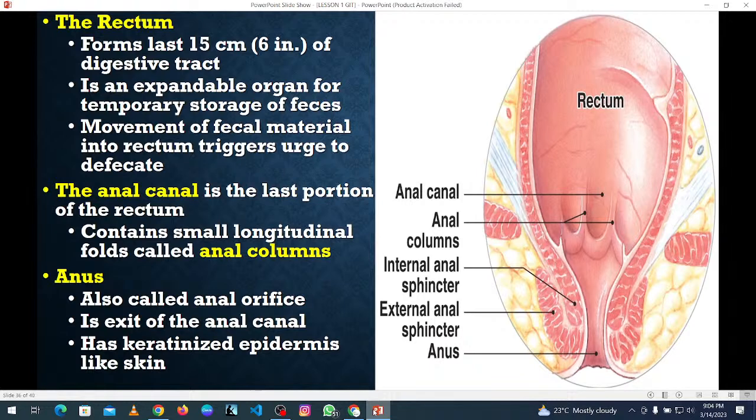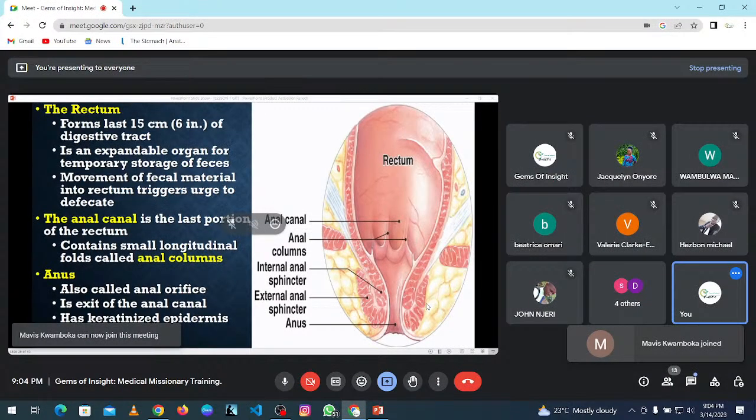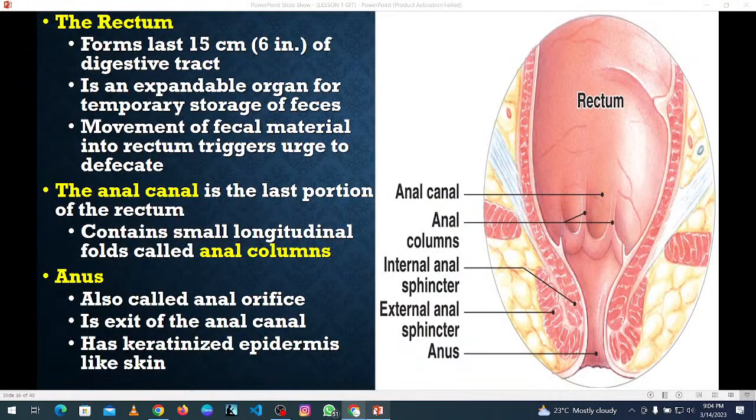There are certain things that as medical missionaries we are supposed not to be afraid of. There are certain things that we are supposed to know. An example is enema. There's a procedure called enema. Enema simply means cleaning the internal parts of your body from the outside.